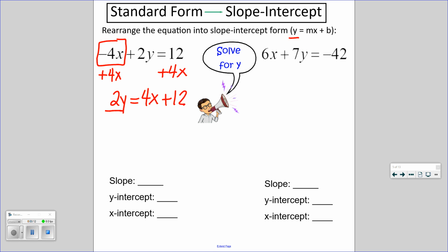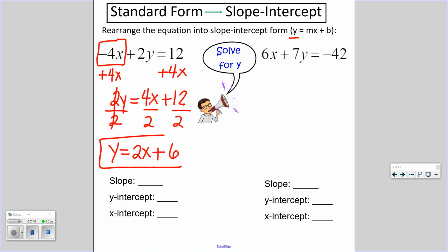So I want to put it in that same order with the x coming before the number. To finish, I'll then divide by 2. And just like when we were multiplying by everything, I'm going to divide by everything. Everything's going to be divided by that 2. So these 2's cancel. I end up with y equals 4 divided by 2 is 2, and 12 divided by 2 is 6. So this is my final answer, and this is in slope-intercept form. From this, you can see the slope is 2. The y-intercept is 6. The x-intercept is a little bit more challenging, but something we need to discuss.